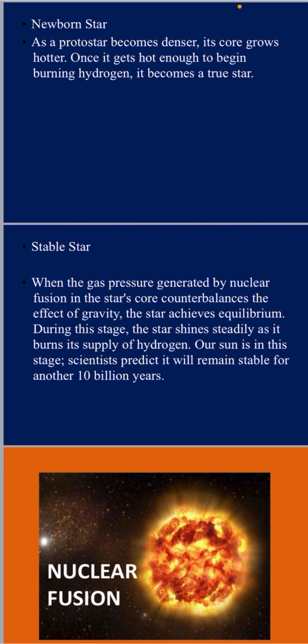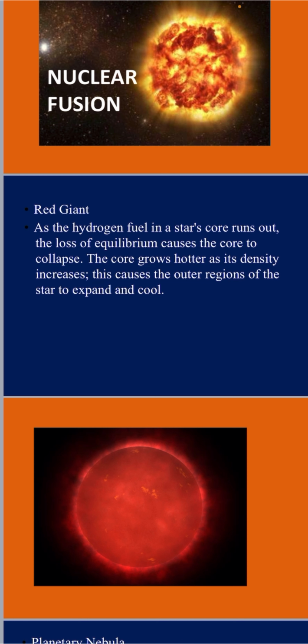Red giant. As the hydrogen fuel in a star's core runs out, the loss of equilibrium causes the core to collapse. The core grows hotter as its density increases. This causes the outer regions of the star to expand and cool.